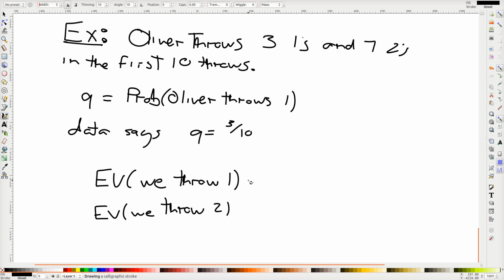So when we throw 1, remember it's the probability times the payoff of the first outcome plus the probability times the payoff of the second outcome. So let's say the first outcome is Oliver throws 1. So this happens with probability Q, and the payoff is 1, right? Because 1 plus 1 is even. And then with probability 1 minus Q, he throws 2, and we lose the game then. So if we throw 2, then with probability Q, he throws 1 and we lose. And with probability 1 minus Q, we win.